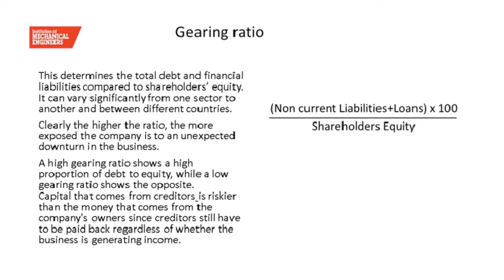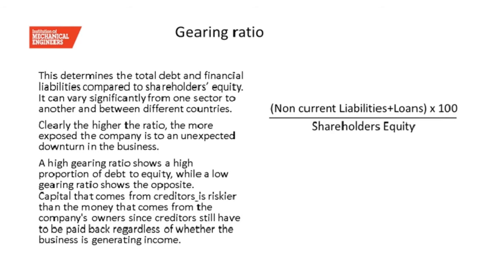The next ratio is the gearing ratio. This determines the total debt and financial liabilities compared to shareholders' equity. It can vary significantly from one sector to another and between different countries. Clearly, the higher the ratio, the more exposed the company is to an unexpected downturn in the business. A high gearing ratio shows a high proportion of debt to equity, whilst a low gearing ratio shows the opposite.